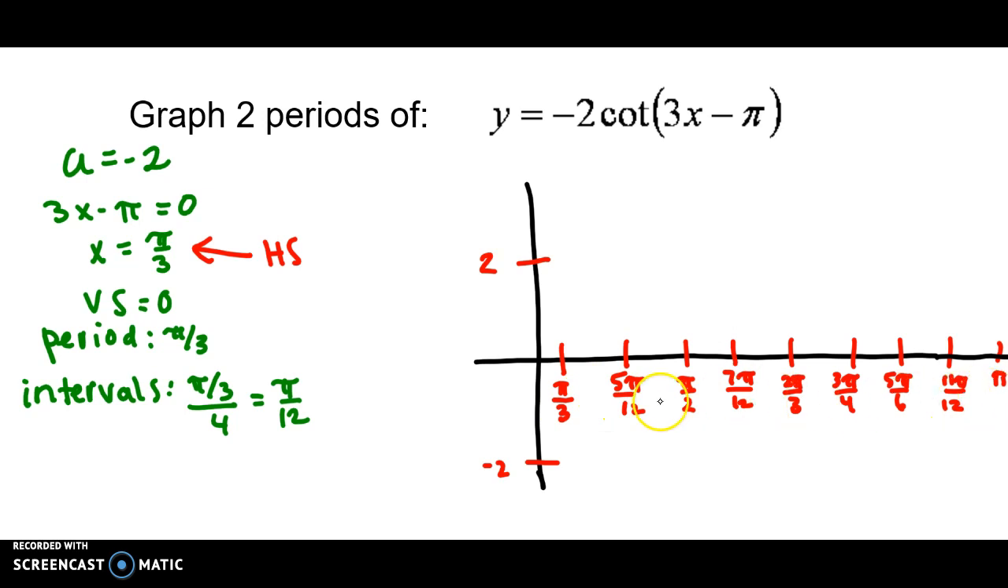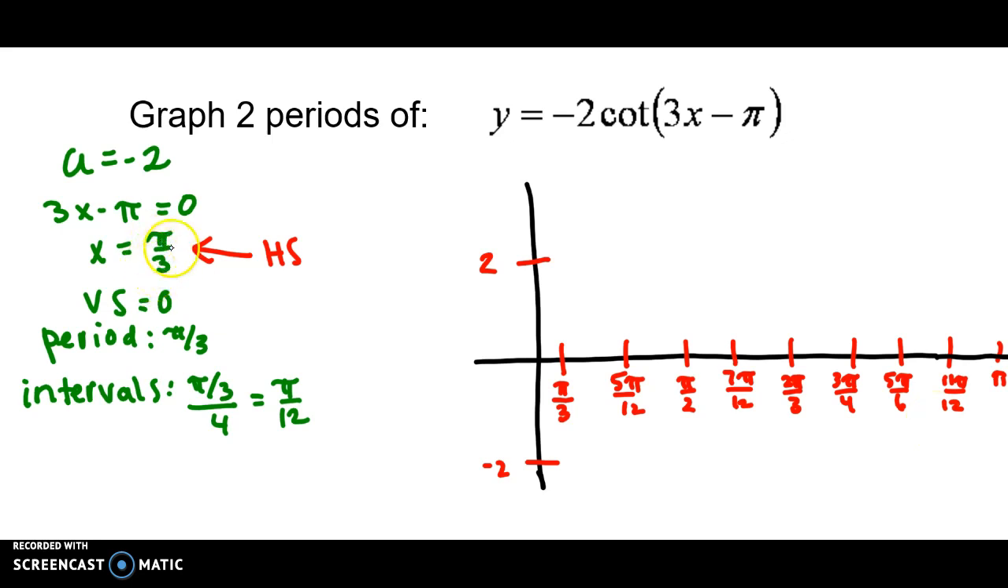If you're wondering about these intervals, remember we said start at pi over 3, and then the intervals need to be pi over 12 apart. And if you're struggling with that, think of what pi over 3 is with the denominator of 12. That's 4 pi over 12. So 4 pi over 12, 5 pi over 12, 6 pi over 12. Sorry, I screwed that up. Well, hopefully you know what I meant. Okay, so let's start by putting in our asymptotes here.